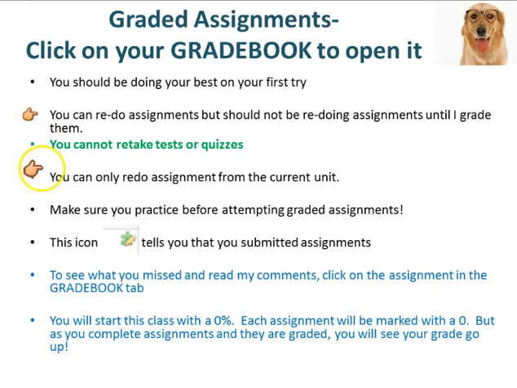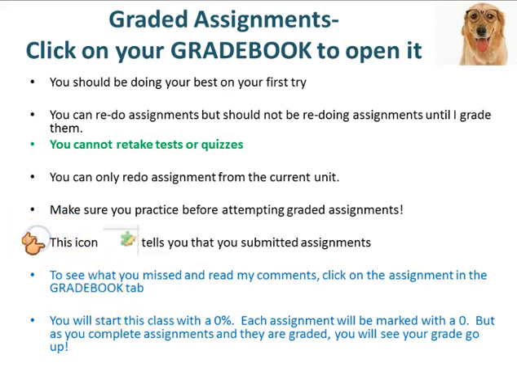You can redo assignments, remember, but you can't redo tests and quizzes. And with a quiz coming up this week, I just wanted to remind you about that. You can only redo assignments from the current unit.